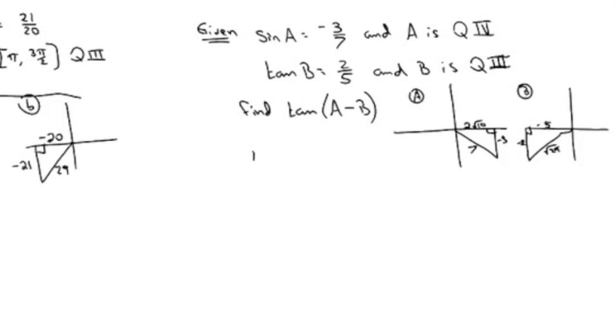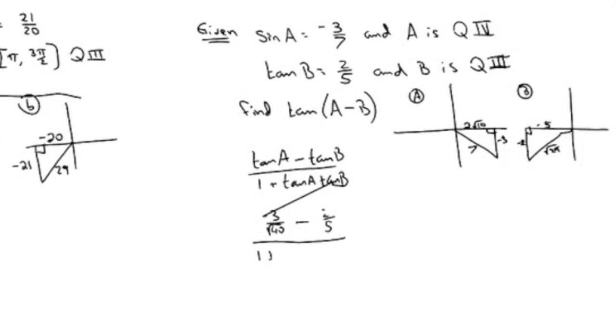But this stuff, what is it? It's tan A minus tan B over 1 plus tan A tan B. So tan A gets negative 3 divided by the square root of 40, we'll leave it like that, minus 2/5, since it was negative 2/5, that was given too, over 1 plus negative 3 over the square root of 40 times 2/5. And we get decimals.